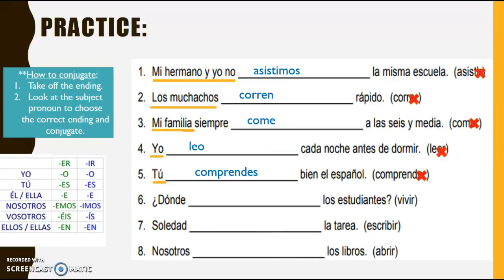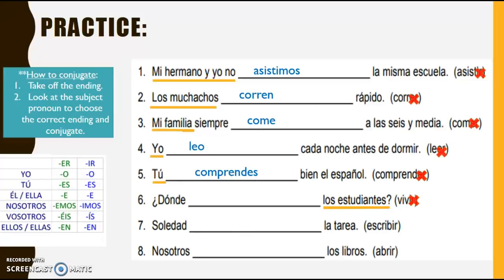Okay, número 6. Dónde blank los estudiantes? Our verb is vivir. That was the one we conjugated earlier. Remember, it means to live. Let's go ahead and take off the IR. And then we need to find our subject. So in questions, subjects are actually going to come after the verb. So you'll see that the subject is down there towards the end this time. Los estudiantes. You guys know that means students, so that should look familiar.